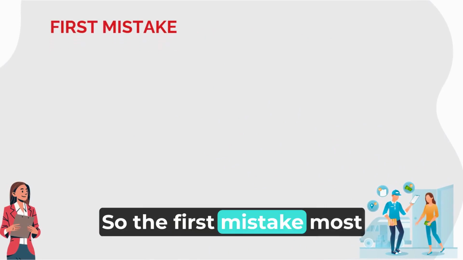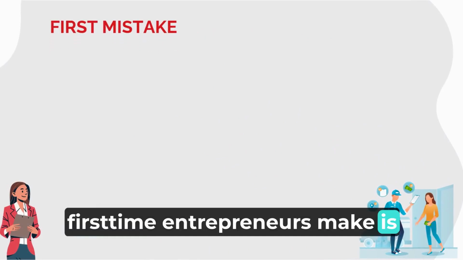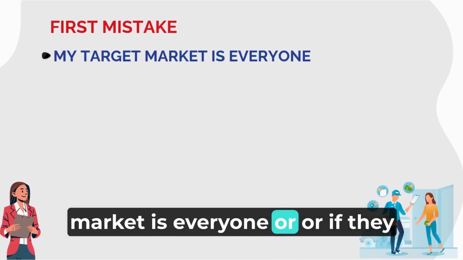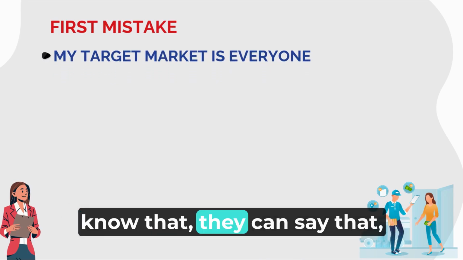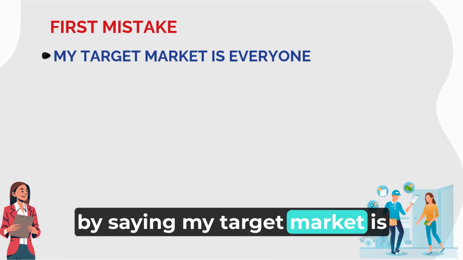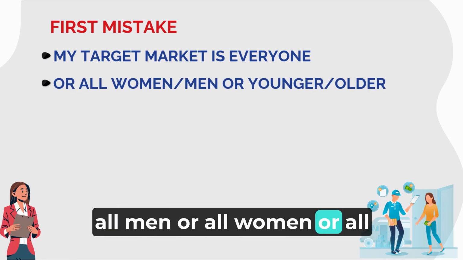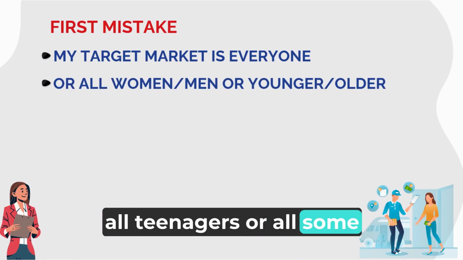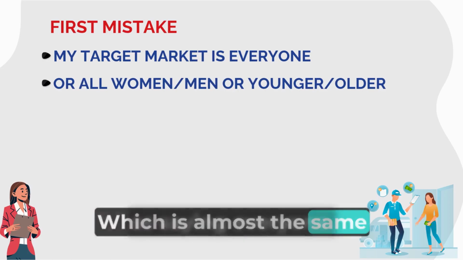So the first mistake most first-time entrepreneurs make is saying something like, "My target market is everyone." Or if they know that they can't say that, they try to get away with it by saying, "My target market is all men or all women or all younger or all older people or all teenagers," or some gigantic group, which is almost the same as saying everyone.